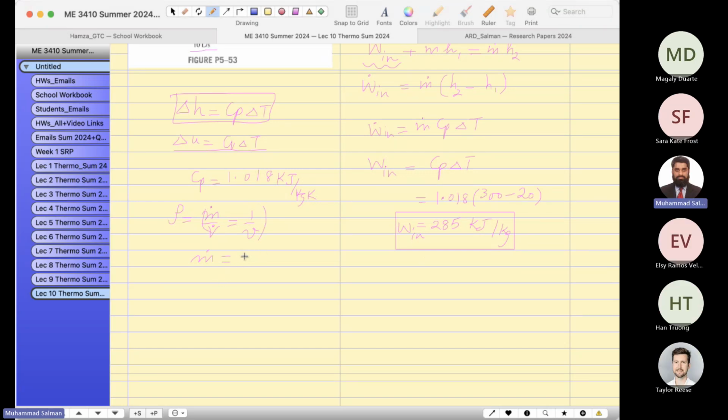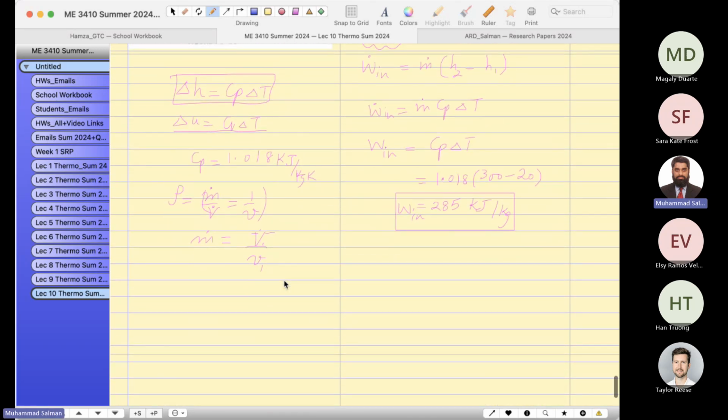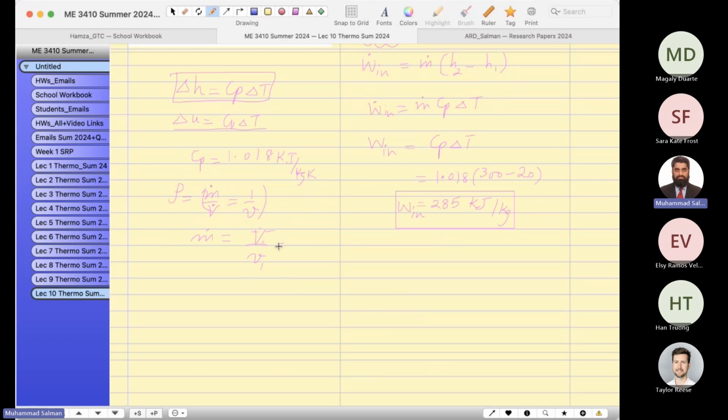M dot from here would be equal to V dot, the volume flow rate, divided by the specific volume. Agreed? Now at the initial state, the specific volume you don't know, but we can find the volume flow rate, which is 10 liters. So can I write down volume flow rate as 10 into 10 to the negative 3, in terms of meter cubed per second. What is this value?